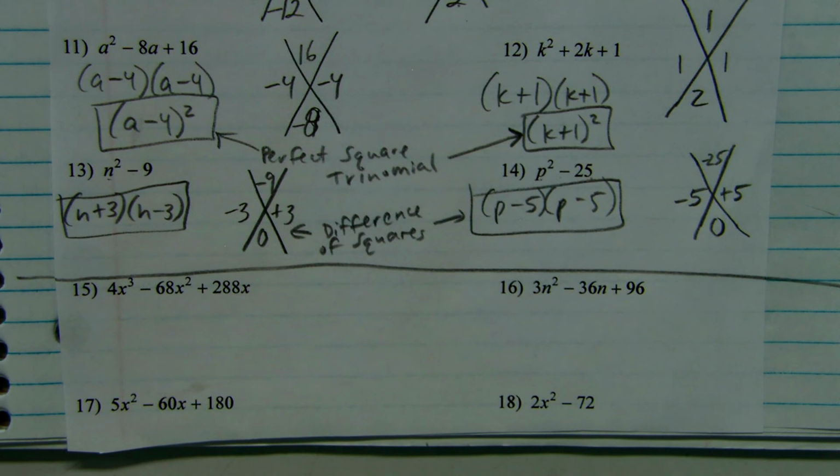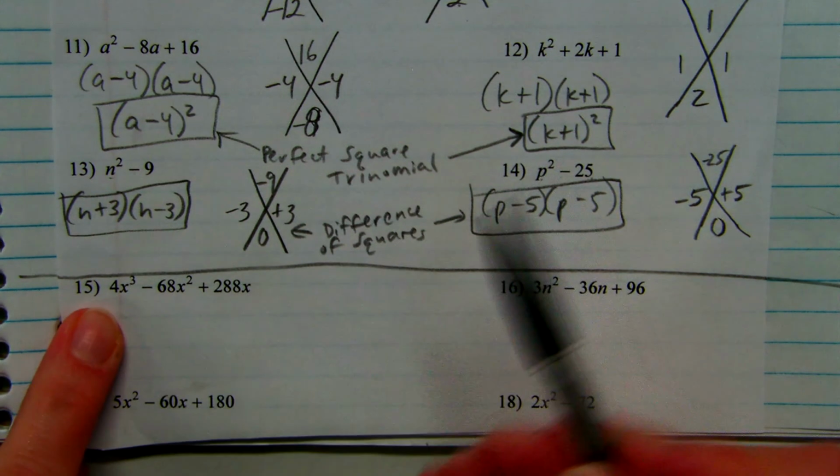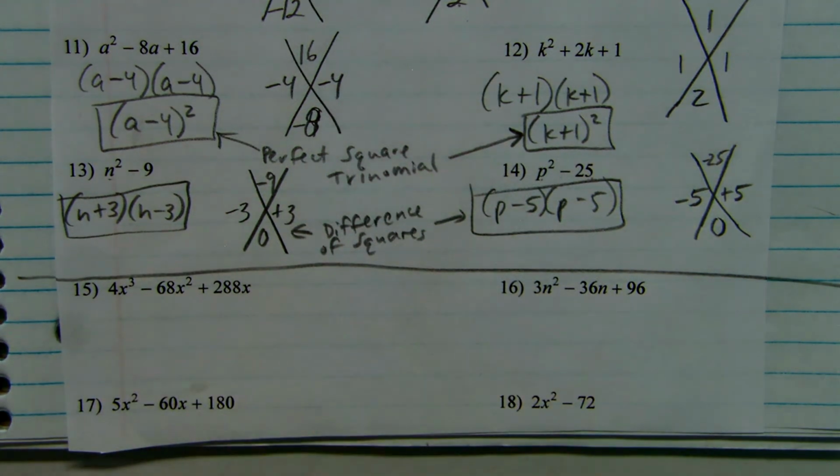The first thing you always look for is, can I take anything out of all the terms? So I would take my calculator and just see if 68 and 288 divide by 4. I legitimately don't remember because I forgot to open last year's notebook, so let's find out. I know that they divide by 2.